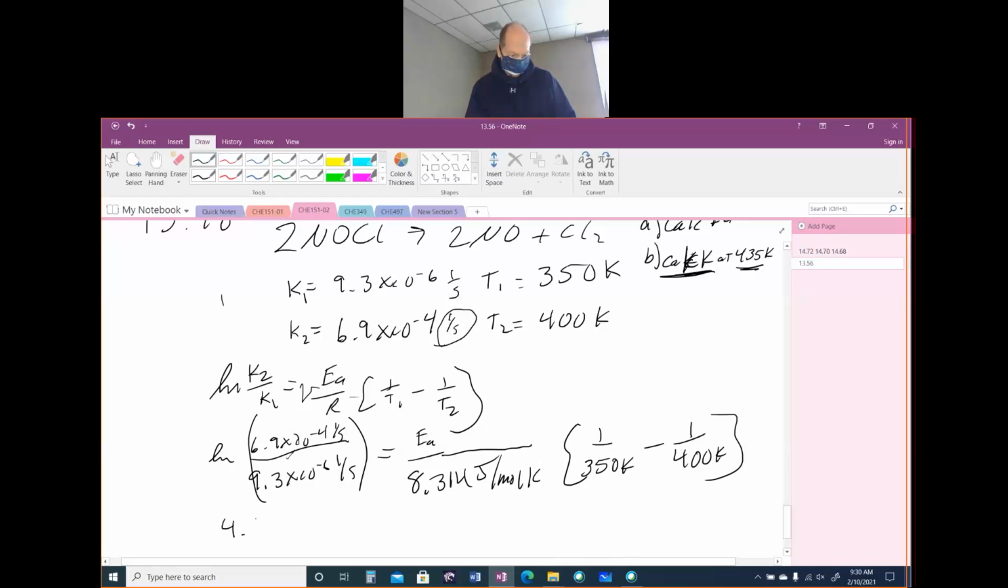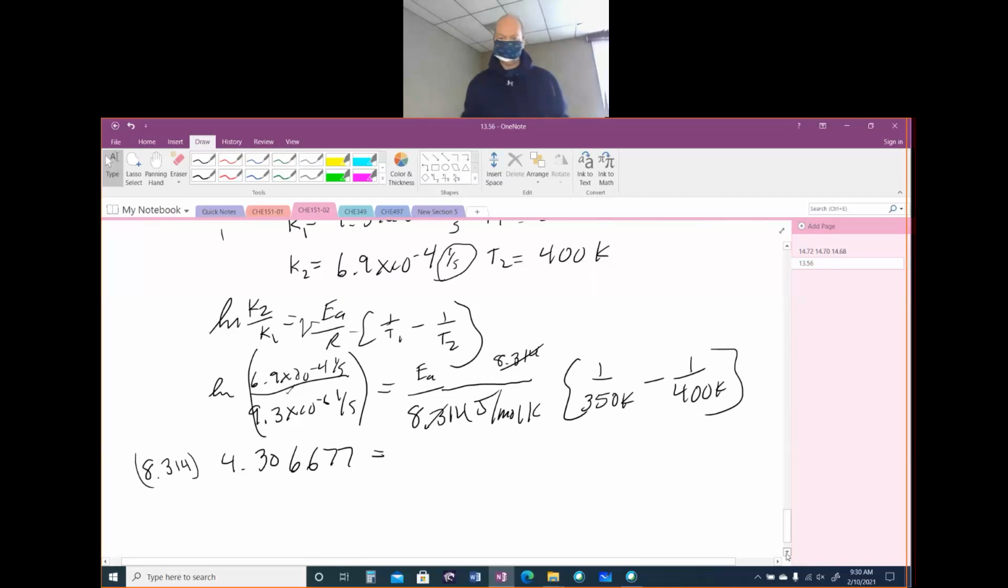All right, so when you get the number on the left, when you do this, you get 4.306677. Again, I don't round any answers until the very end. All right, and so then I'm going to multiply both sides. Now I have to get rid of my 8.314, so I multiply both sides by 8.314. And then again, if you set this all up, and I can see that you have set up and you're unable to solve it, you will get a lot of partial credit. To get full credit, you have to also be able to push the buttons correctly. And then you have to divide both sides by the 1 over 350 minus 1 over 400.